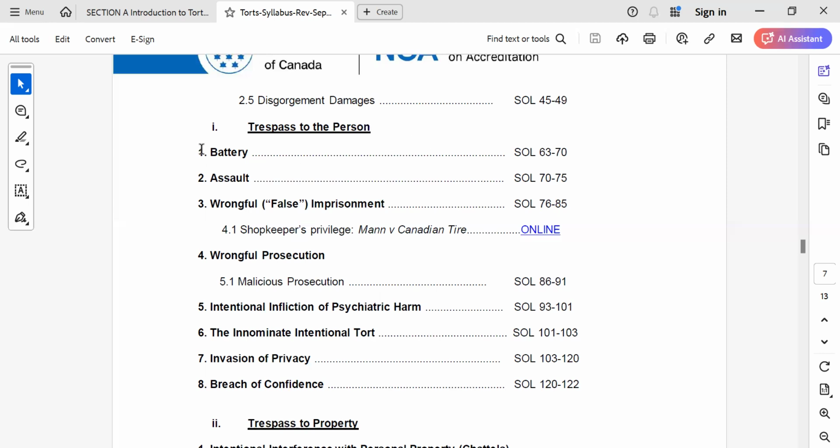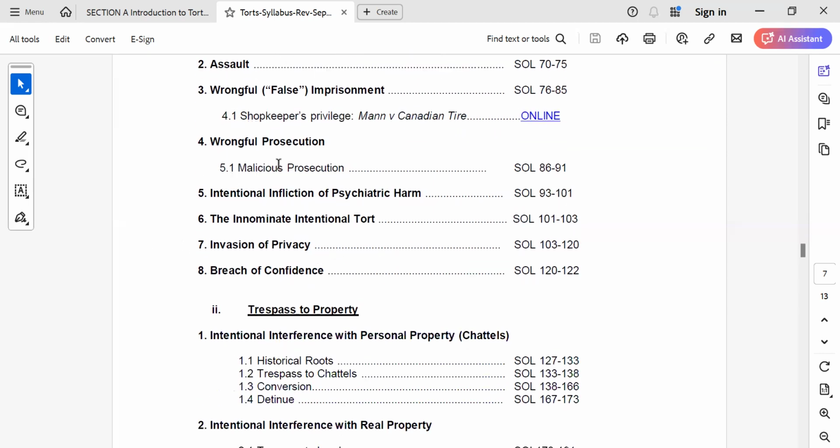So trespass to the person is also covered here. And when you see battery and assault, these are criminal offences basically, right? These are covered under the Criminal Code. And how it can be a tortious liability, that also we will be learning. So under trespass to the person we have battery, assault, wrongful or false imprisonment, wrongful prosecution, that is also malicious prosecution, intentional infliction of psychiatric harm, the innominate intentional tort, invasion of privacy, breach of confidence.